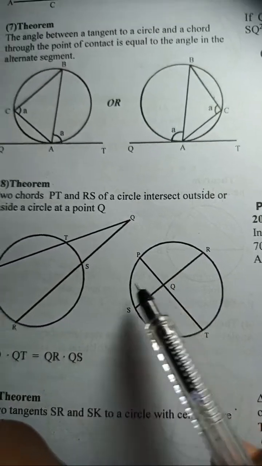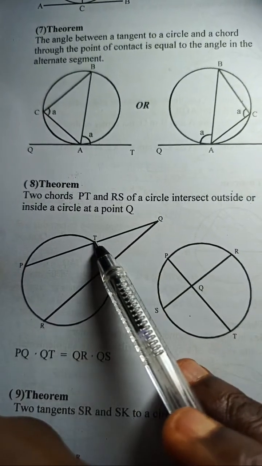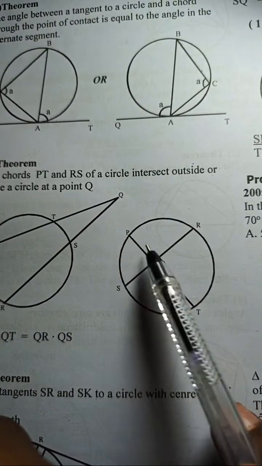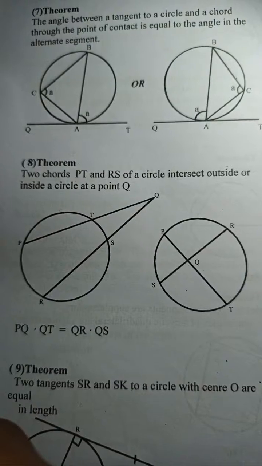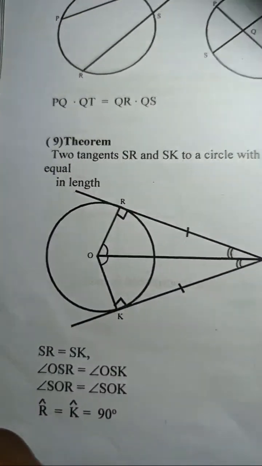So the first thing we have to do, as we have followed this, is go from P to where they join, from the circumference to where they join. So the same thing here. So PQ and PT multiply like that. So that's theorem 8. So let's move over to theorem 9.